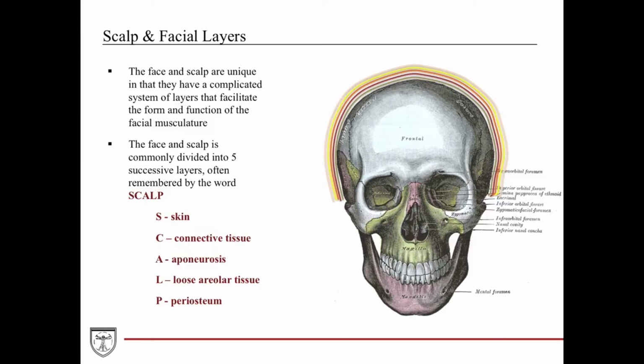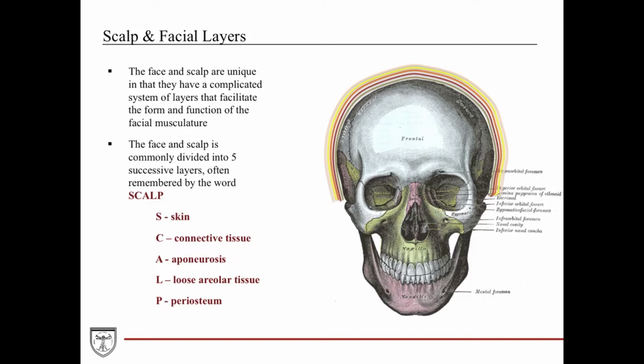Before we talk about all the muscles, it's very important that we talk about the scalp and the facial layers. The face, the scalp, and the neck, like we mentioned before, have connective tissue, this fascia that continues throughout the whole body. But it's very unique in the face and the scalp. It's helpful to know about this fascia because it helps with form and function for a lot of this musculature, a lot of these fine movements.